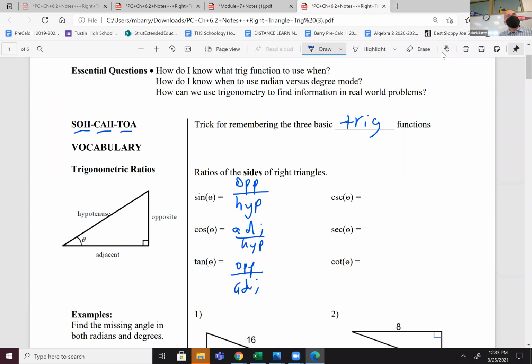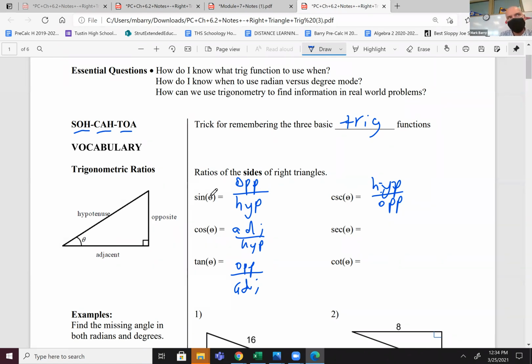Then we also have these ones over here, which are called the reciprocal functions, and they are the reciprocal of one of these. Our first one is called cosecant, abbreviated CSC. Cosecant is the reciprocal of sine, so that is hypotenuse over opposite. Remember, reciprocal means flip the fraction, right?